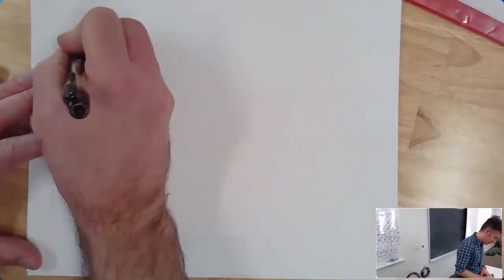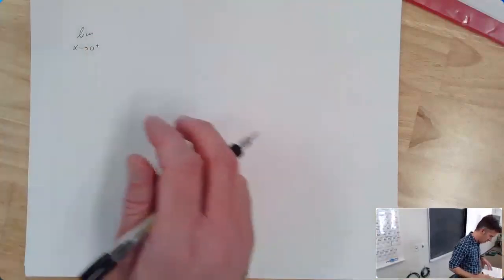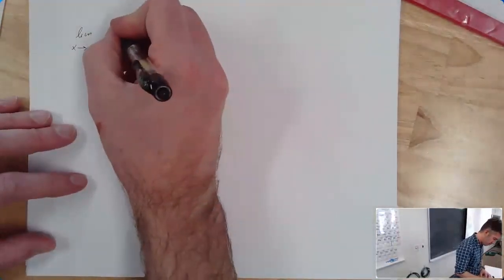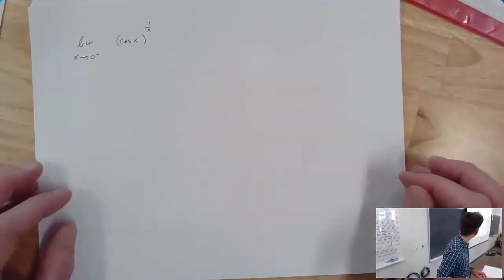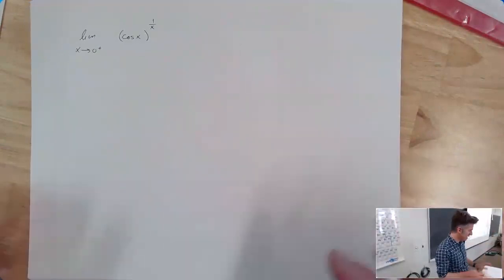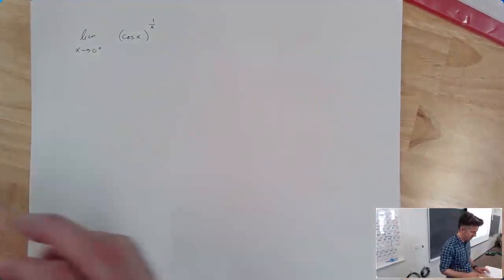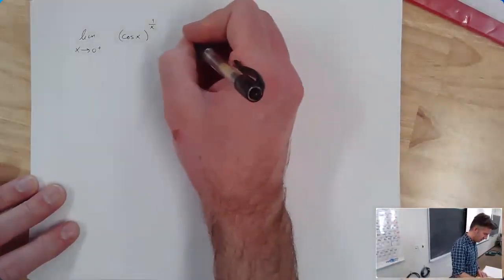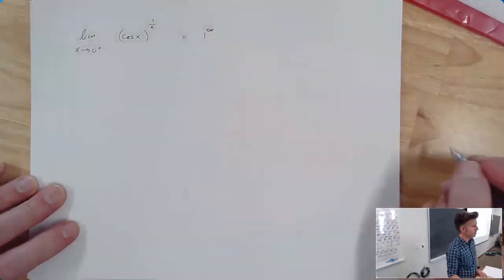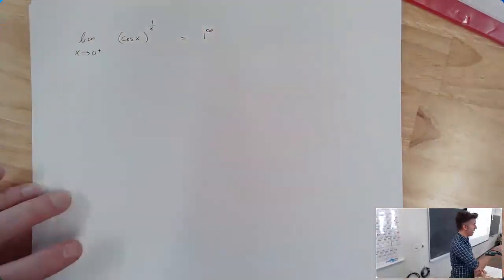The limit as x approaches 0 from the right of, where'd you go? Sorry. I had this. Cosine of x to the 1 over x. Is this even indeterminate? I think so. Cosine of 0 is 1. 1 over 0 is infinity. This is a 1 to the infinity, which is indeterminate. All right, so let's do the usual.